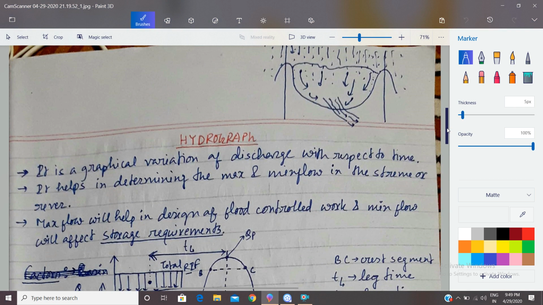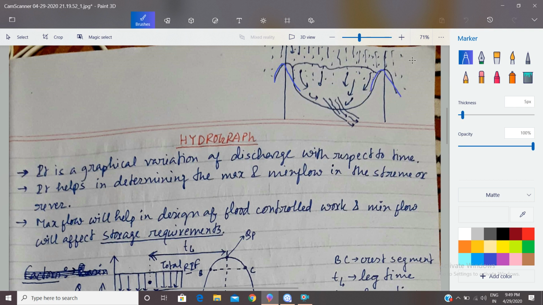Okay, so this one is a separate catchment. Separate catchment means this catchment is isolated from the other catchments. See, there is a ridge here, and there is also another ridge.